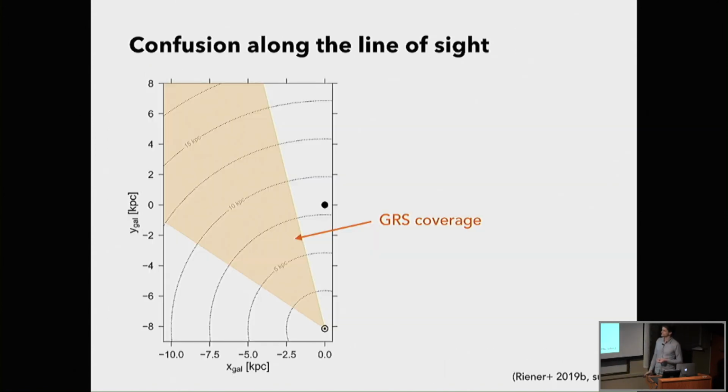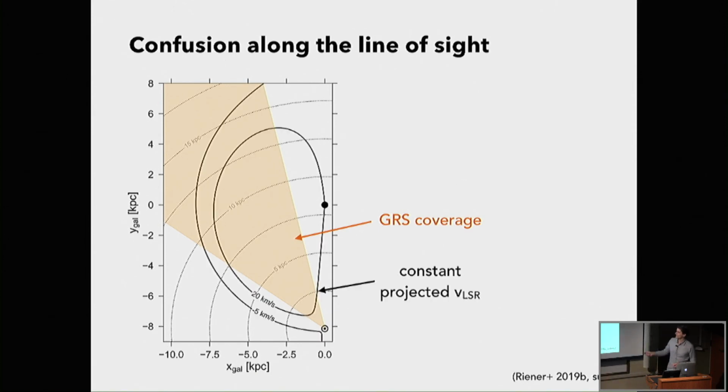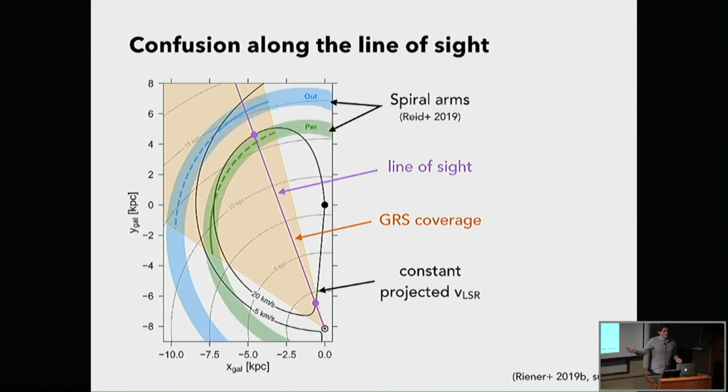Now let me illustrate this. So what you see here is a cartoon overview with the sun here, the galactic center here, and this orange wedge shows you the coverage of the Galactic Ring Survey. What I overplot here are constant projected VLSR curves. That means the emission that I showed you before either comes from very close by or very far away in the disk. And if we take any random line of sight in the inner galactic plane and we have a peak at a certain VLSR value, it will always correspond to two positions in the galactic disk. And especially far away, this could correspond to emission from the Perseus or outer arm.